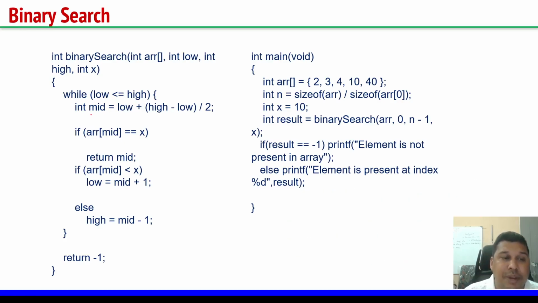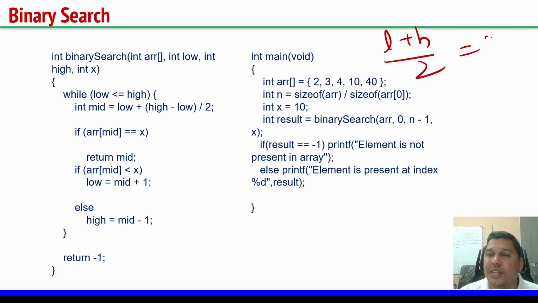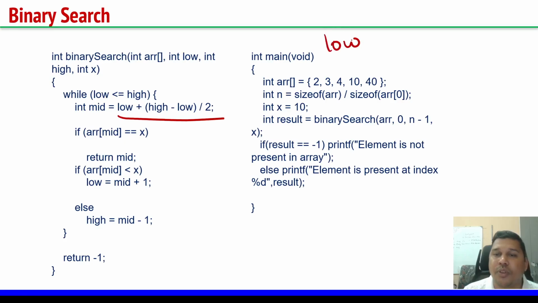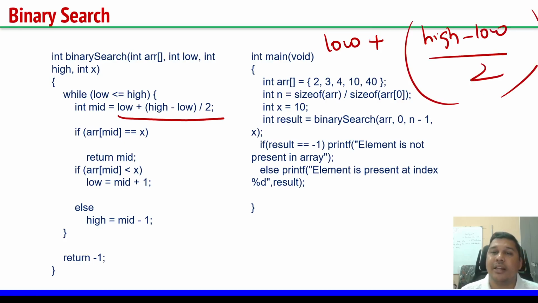Then I am calculating mid. So this is one way. I was simply writing low plus high by 2. So it is 7 by 2, which means 3.5. But the standard way, to avoid this 0.5, you can write it like this: low plus (high minus low) by 2. Same thing, you give low as 0, high as 7.